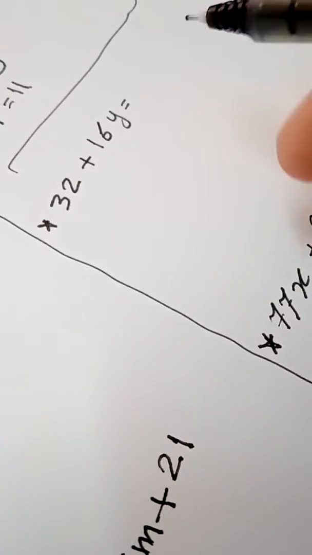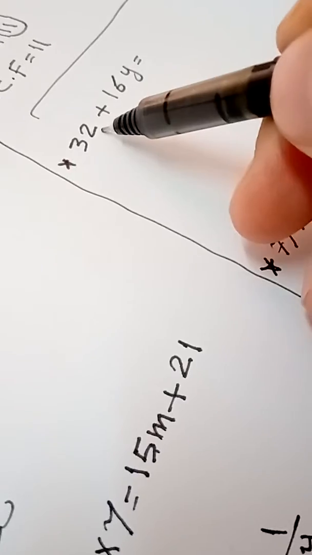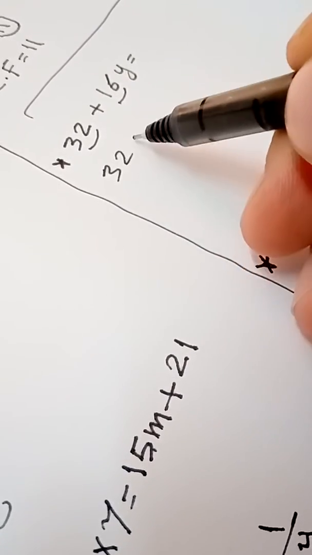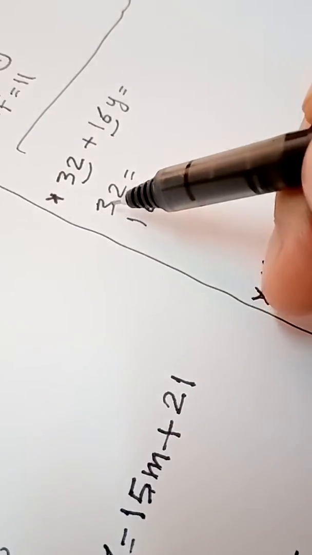The next example here, we have this expression 32 plus 16y. The first step, take the numbers. Then find the prime factors. For 32, give me two numbers whose product equals 32. I can write 8 times 4. And I can use 2 times 16, etc. Now, give me two numbers whose product equals 8. I can write 2 times 4. 2 is prime.